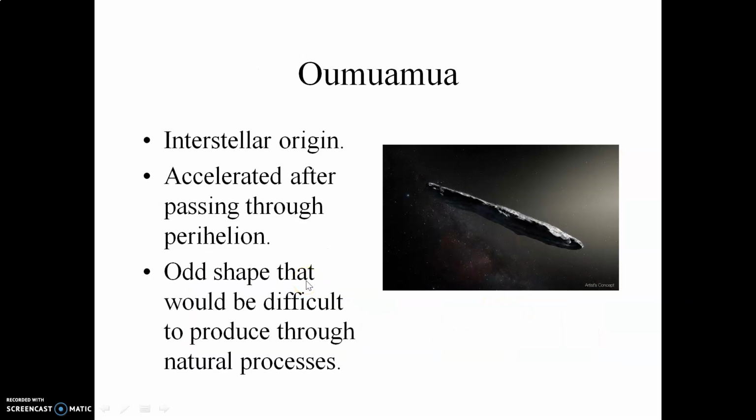Okay, and then there was this object that passed through the solar system a couple of years ago. This object is named Oumuamua, and Oumuamua is the first asteroid or comet that we have ever seen that definitely has an interstellar origin.